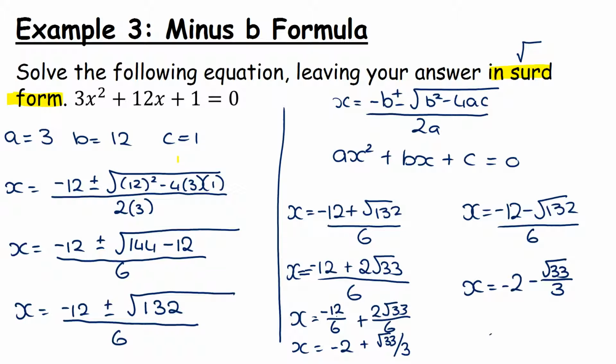So our two answers, our two roots, are here and here, both in surd form. So next I want to talk about the discriminant. The discriminant is basically taken from the minus b formula, and it helps us to figure out the nature of the roots. So what we mean by nature of roots is roots can be one of three things.